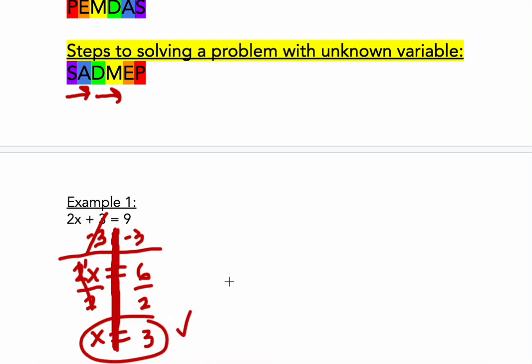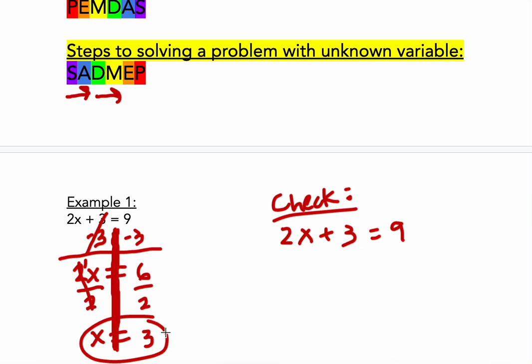And I'm done. Now, before I actually put that check there, let me check and see if my work is correct. How do I do that? Well, I'm going to copy the problem back down, and instead of x, I'm going to put down 3. So instead of 2 times x, I'm going to substitute in 3 and see if that works.